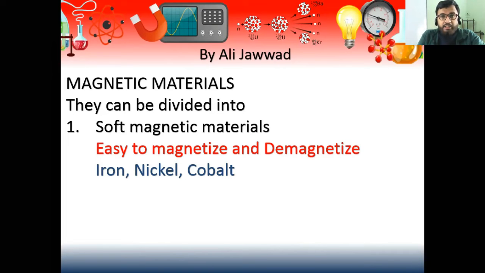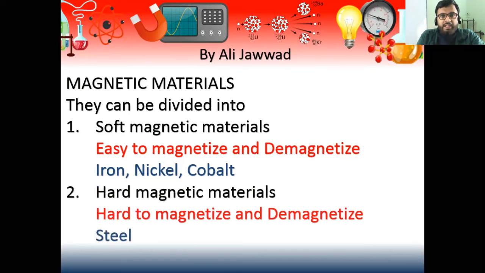While there is another type of materials which are known as hard magnetic materials. These magnetic materials are difficult to magnetize and demagnetize. Examples include alloys and steel.